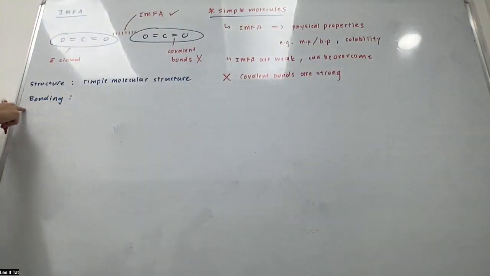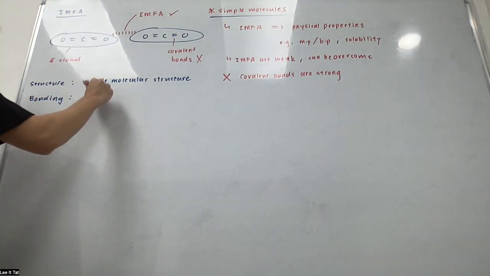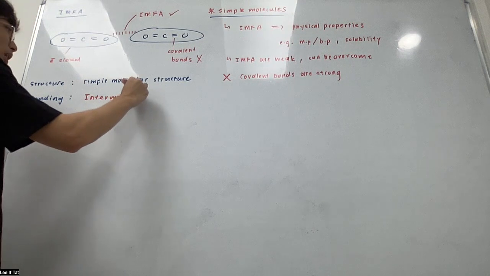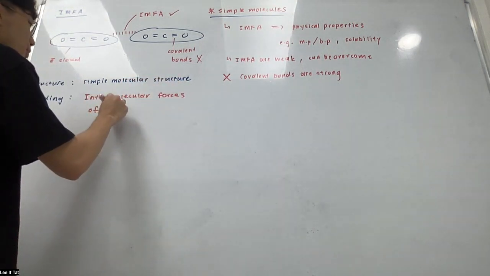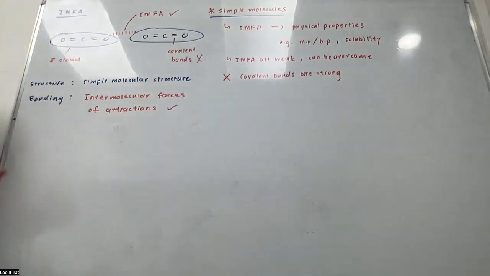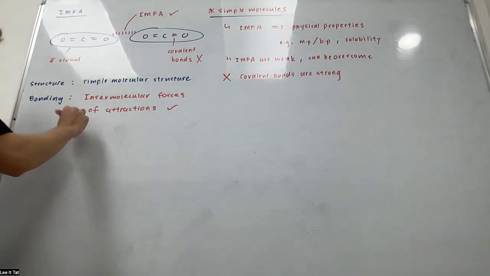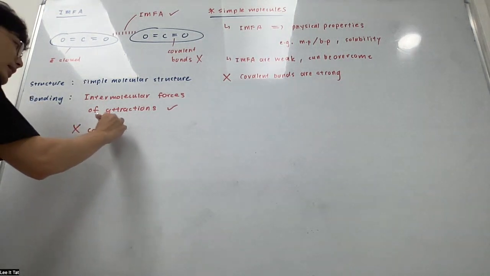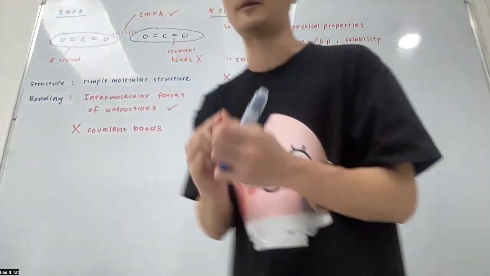When there's any bonding for simple molecules, take note, you must specify the intermolecular forces of attraction. I'm going to spell out the whole thing because it's that important. This is what you should be telling me here. I know they say bonding, and I know intermolecular force is not a bond, but that's what you need to write to fulfill this criteria. You cannot tell me covalent bonds. This is not wrong, but just not relevant to what we are discussing.